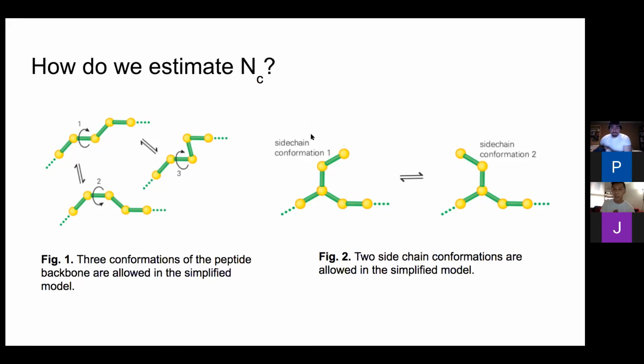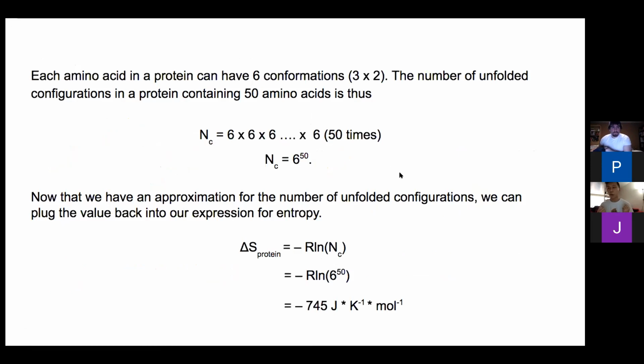So from this, how do we calculate the number of unfolded configurations? Well, a given amino acid has a backbone and has a residue. The backbone can have 3 configurations or conformations. The residue can have 2 conformations. So the total combinations of backbone and residue is 6, just 3 times 2. And let's just say that our protein is, I'm going to choose an arbitrary number, 50 amino acids. So the number of different configurations for this protein is going to be 6 times 6 times 6, 50 times, which is the same thing as saying 6 to the 50th.